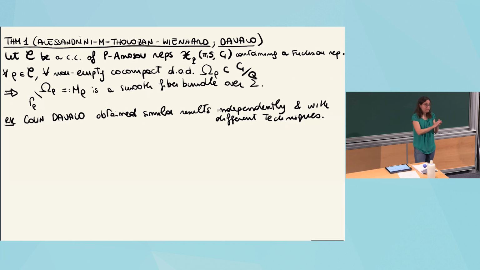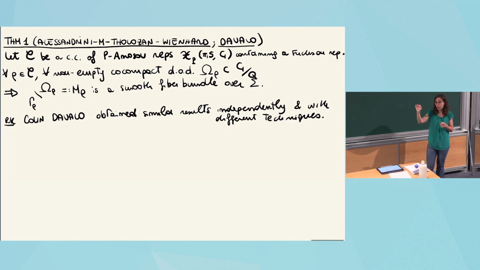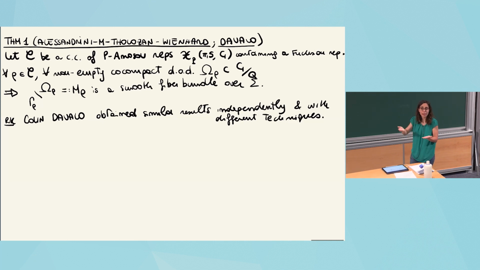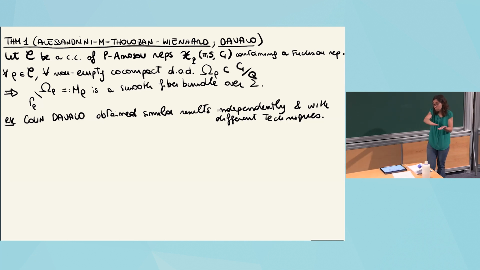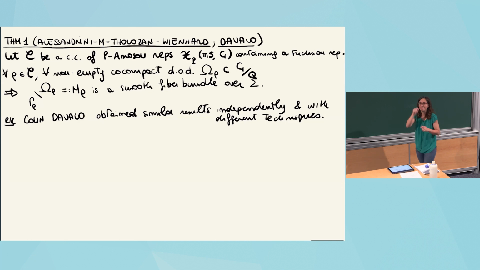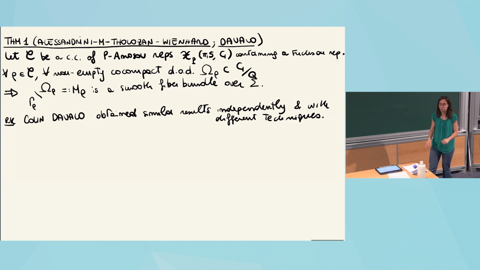I didn't emphasize before, but it's really crucial for our theorem that these domains of discontinuity are co-compact. Co-compact means the quotient is compact. And in order to have the fact that these domains of discontinuity are constant on the connected component, we use this crucially. So I apologize. And Colin Davalo has a very nice independent result with a different method. He obtains very similar results with a different method.